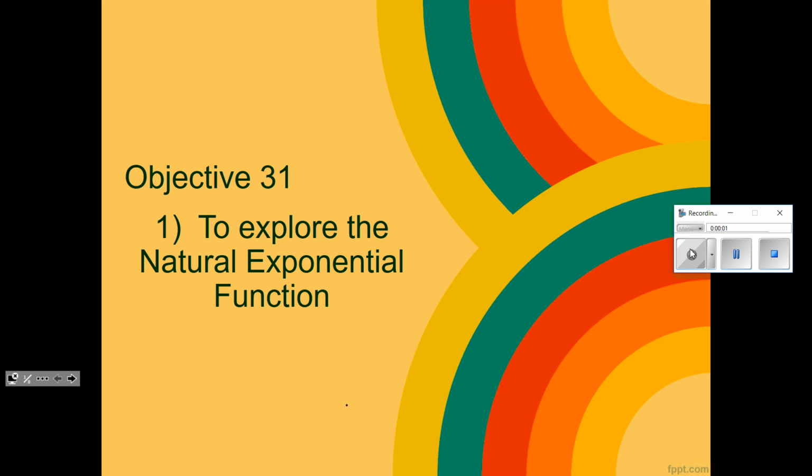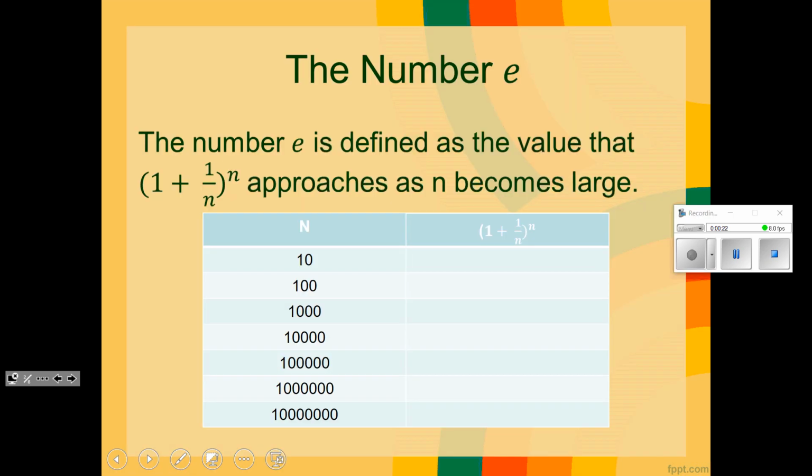This is going to be objective 31, and we are going to explore the natural exponential function. We've talked a little bit about simple interest in investing money. Today we're going to talk about compound interest, and I'm going to get into a little bit more of the mathematics with it. You need to be introduced to the number e.